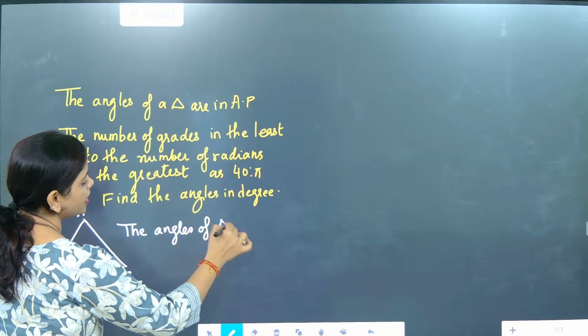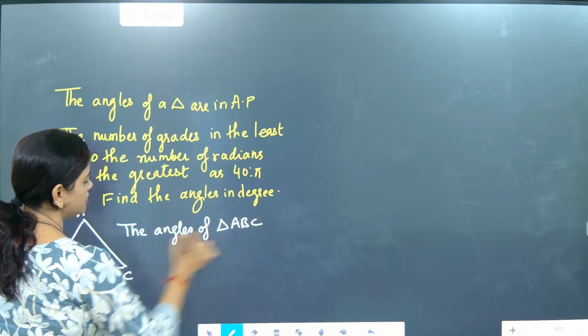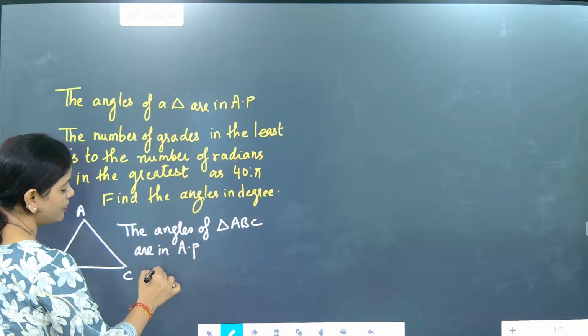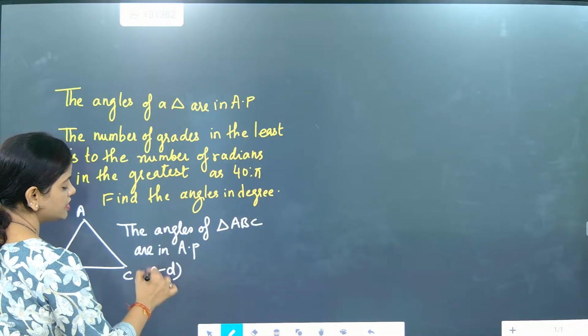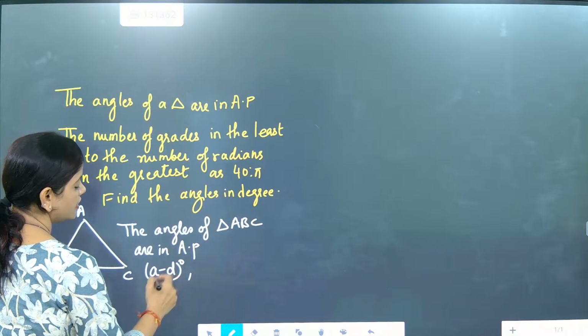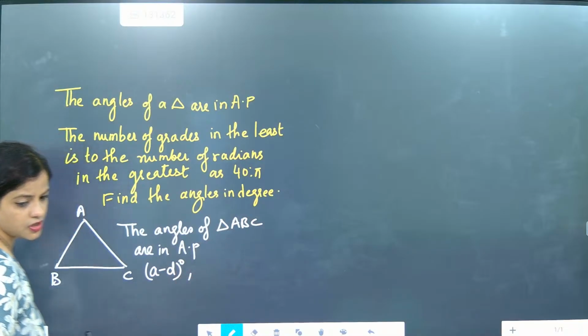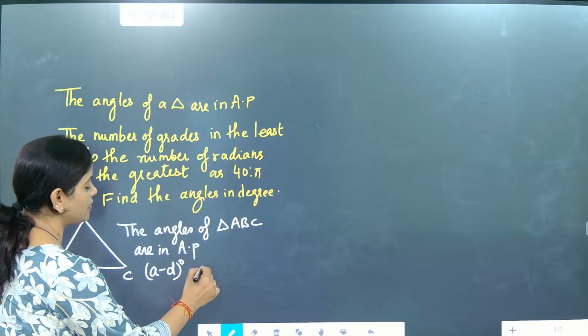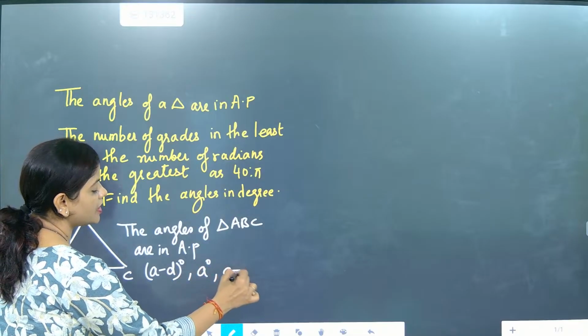The angles of triangle ABC are in AP. That means the angles will be A minus D degree, A, and A plus D. Here the middle one is exactly A, because A will become the first term and D will become the common difference. You must remember this part.